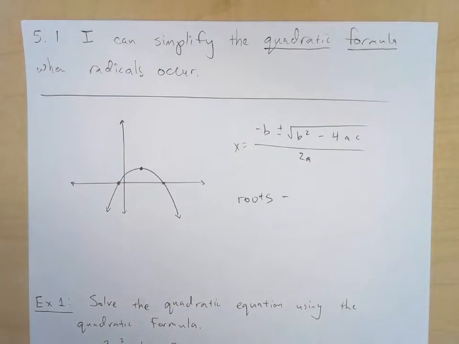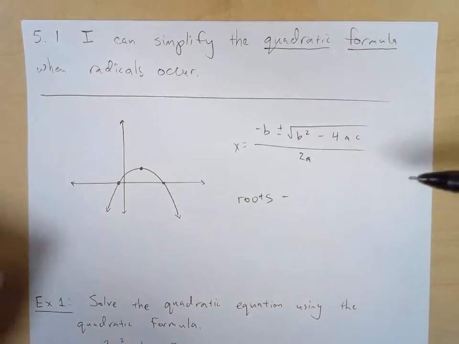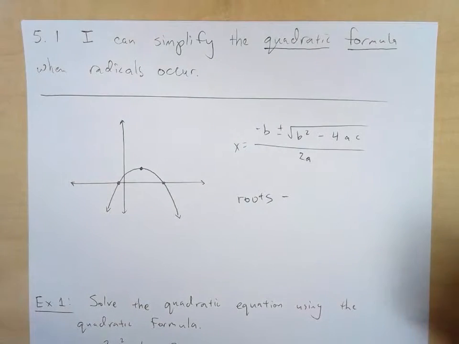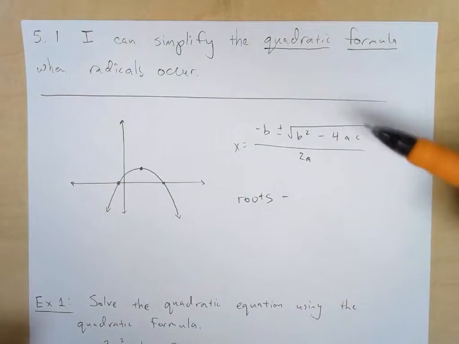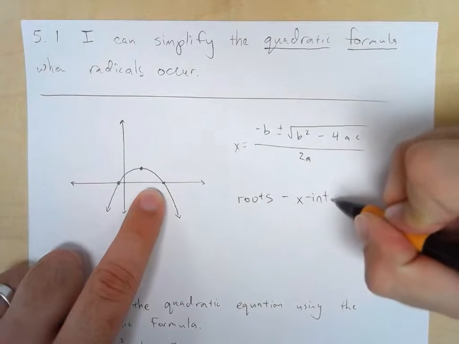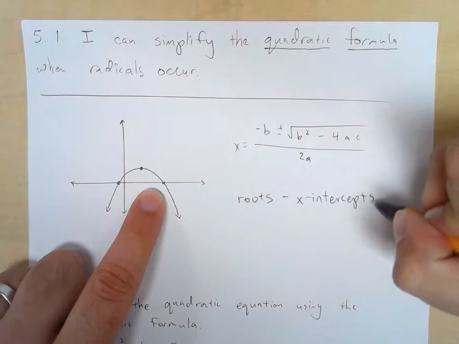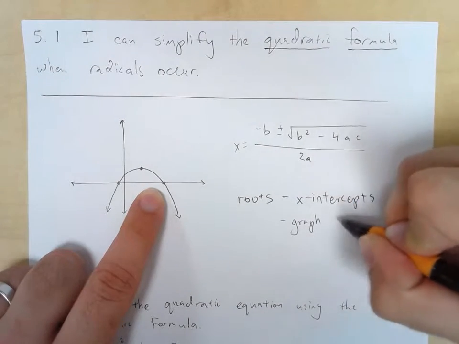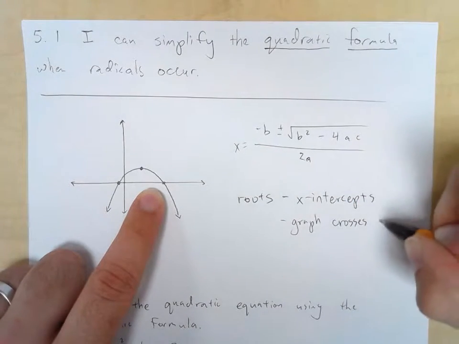Alright, so let's just review what the quadratic formula does. This formula allows us to say, hey, when we have a graph of a quadratic, which is again our U-shape, we're going to be able to find the roots using this formula. The roots are also known as x-intercepts. And they're just where the graph crosses the x-axis.